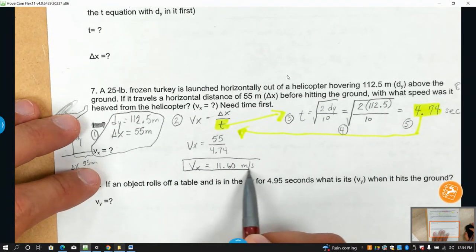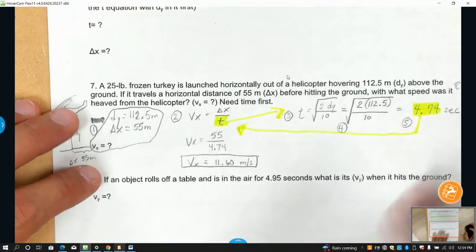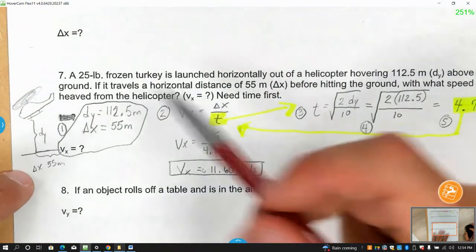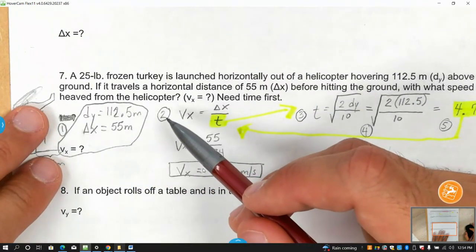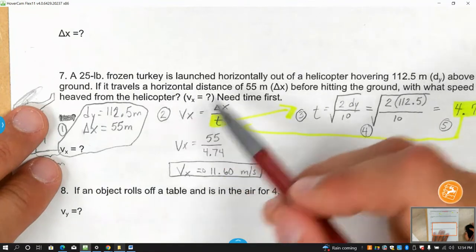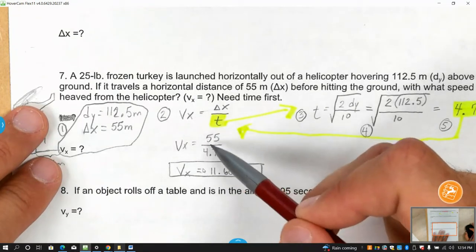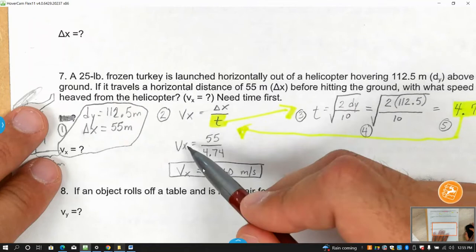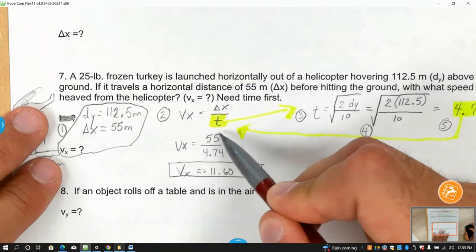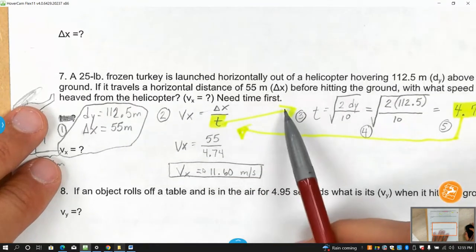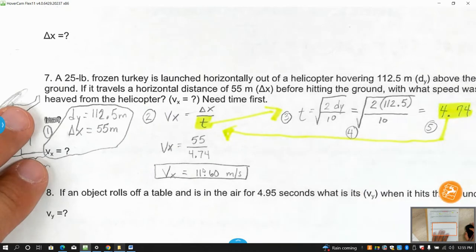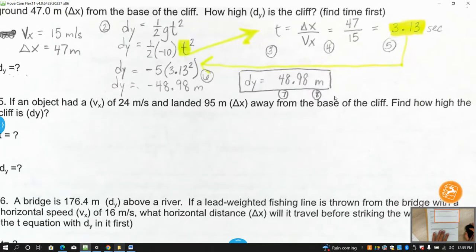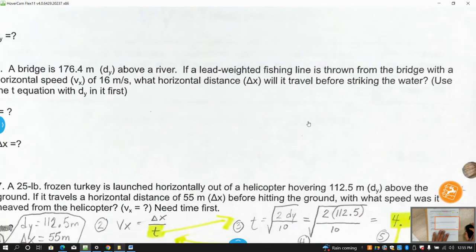Let's go through all 8 points total. Again, given information, question mark. First step, first point. Second step, write the equation for the question mark. Put in the numbers that you have. If you can solve for it, awesome. Continue on. If not, then you need to find that missing piece. So third step, write the equation that you're going to need to use in order to solve for time. There's only 2. We did the one up here, delta x over Vx, and I showed you this one now.